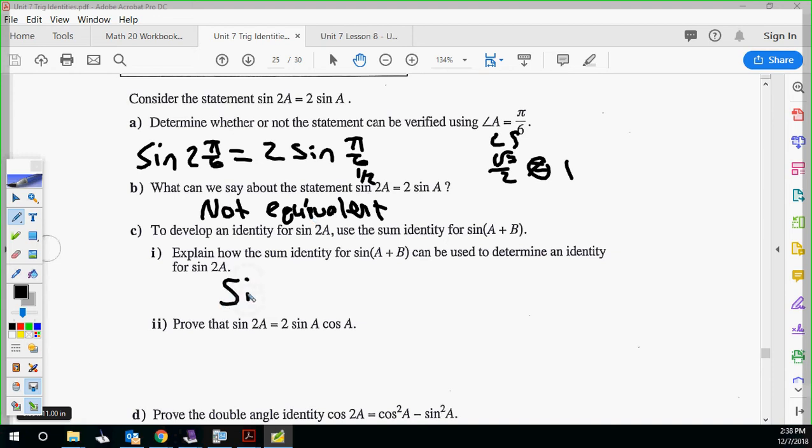We could do sine of a plus a, and that's why I said these double angles come from the idea of the sum and difference, but it's a sum of the same thing. So instead of a and b, we'll have all a's. Okay? So prove that sine of 2a equals 2 sine a cos a.